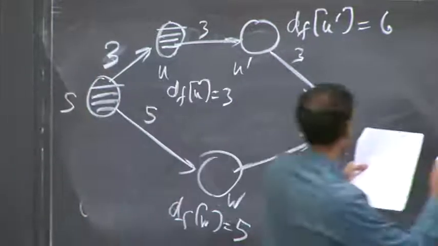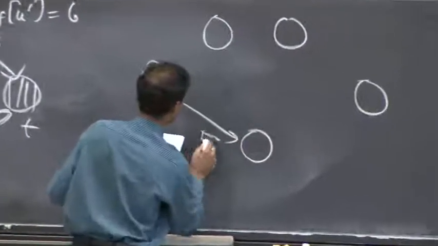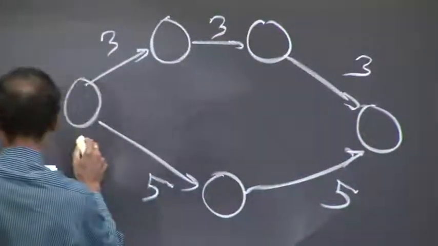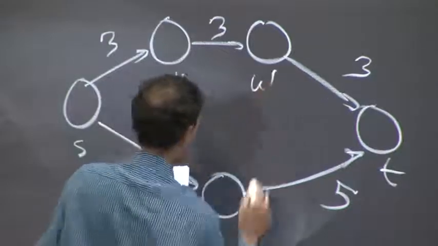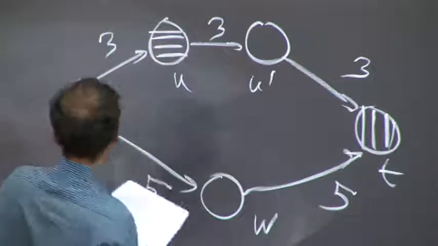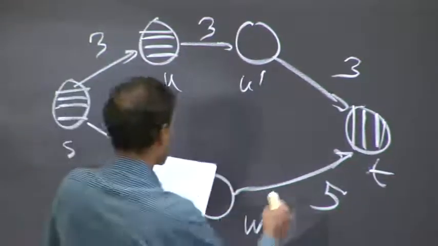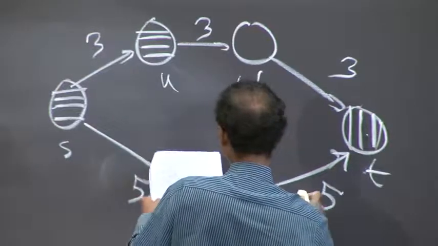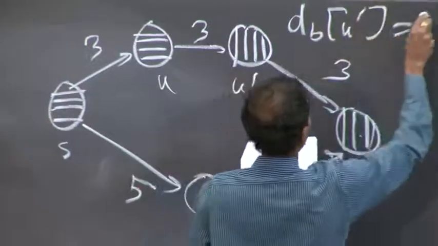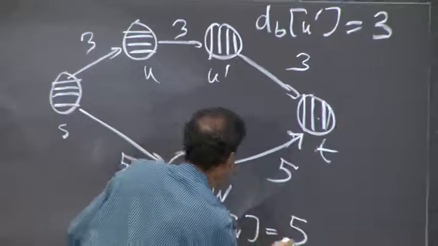Yep. All right. So now I go to the backward search. And again, I have S, T, U, U prime, W. I'm going to go ahead and hash this. This has been hashed horizontally. The hash horizontally means that it's been removed from QF. The hash vertically means that it's been removed from QB. And so when I look at this and I do a backward search, I'm going to hash this, and I'm going to set dB of U prime equals 3. And I have dB of W equals 5.